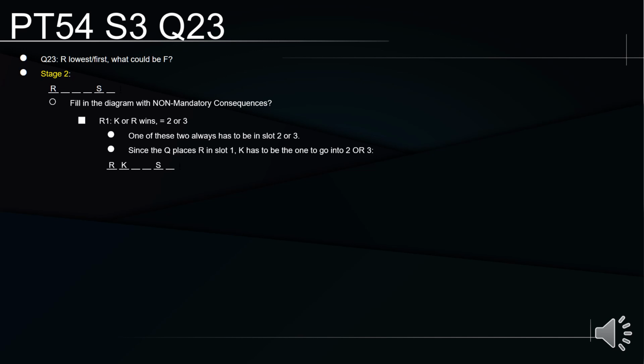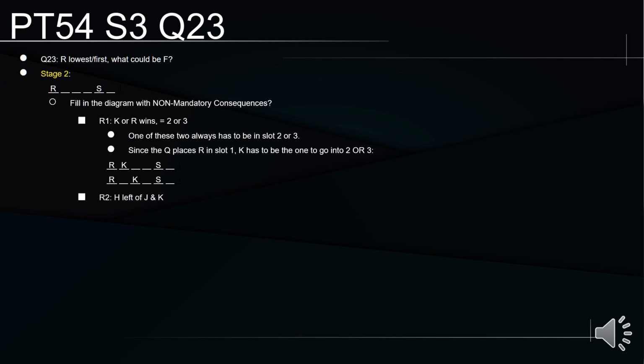So this is what happens. This is the first possibility. R goes first, K goes second, and S goes 5th. The other possibility is R goes first, K goes third, and S goes 5th. Those are the 2 places that Rule 1 allows K to go at this point. And of course, K would have to be the winner as well.